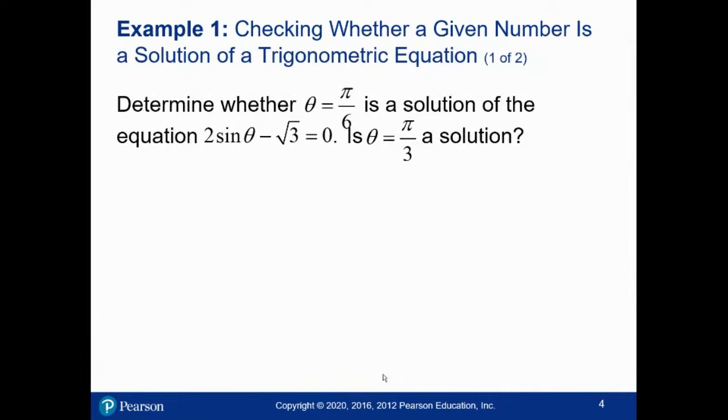We're starting off very gently. Is theta equals pi over 6 a solution to the equation 2 sine theta minus root 3 equals 0? What about pi over 3? So in this question, you're just asked, plug in this value of theta and check, does it work or does it not? So I'm actually going to use this first problem as a pause here and try this. Plug in those values of theta and see if they work or if they don't.